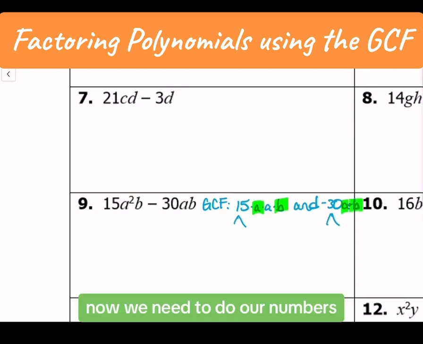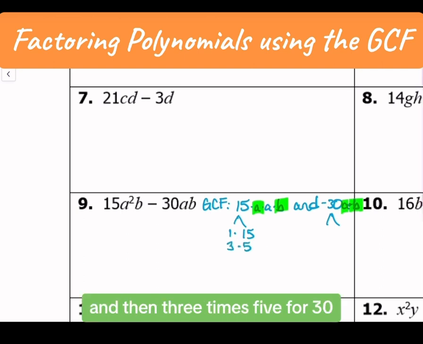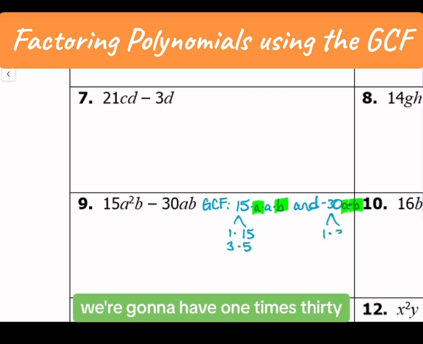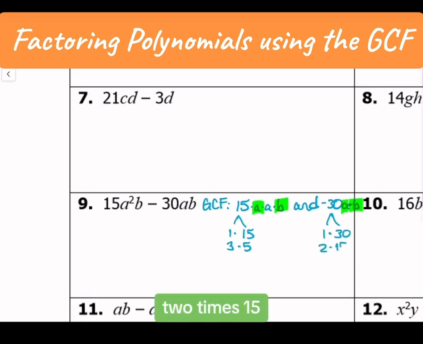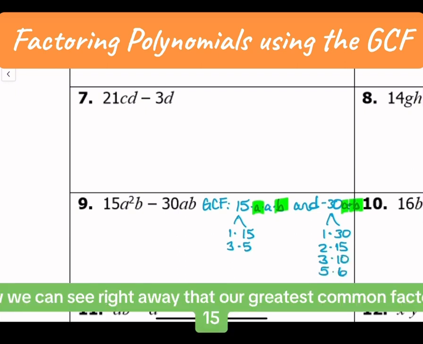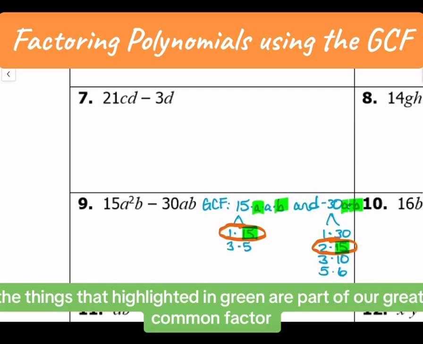Now we need to do our numbers. So that's going to be 1 times 15. We got to factor, and then 3 times 5. For 30, we're going to have 1 times 30, 2 times 15, 3 times 10, and 5 times 6. Now, we can see right away that our greatest common factor is 15. Right there. So all the things that I highlighted in green are part of our greatest common factor.